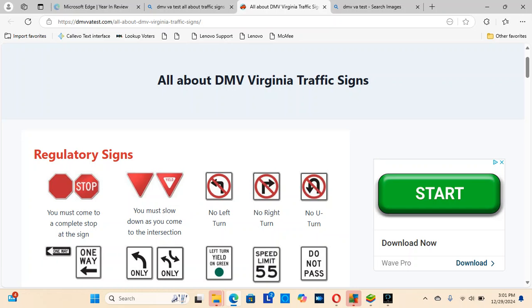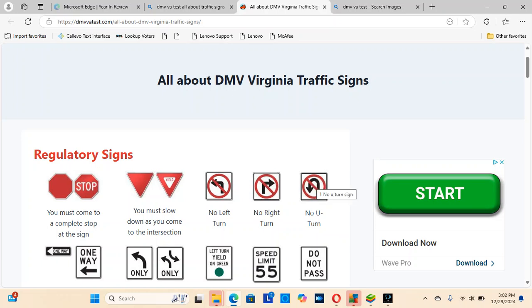coming to an intersection. Whenever you see a circle with a line through it, that means you cannot take that action. For example, this means no left turn. That means you cannot take a left turn at a traffic signal or at a stop sign or at an intersection. Okay? This means no right turn. This means you cannot turn right at an intersection or at a traffic light.